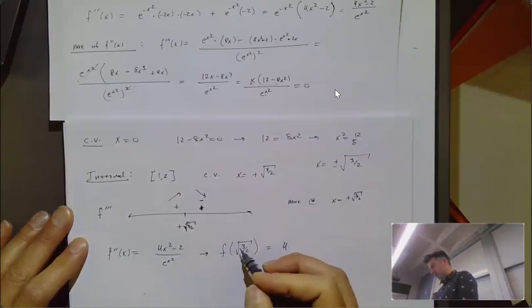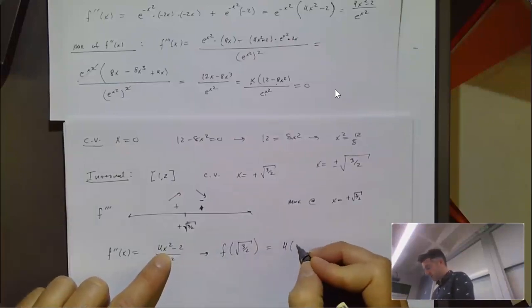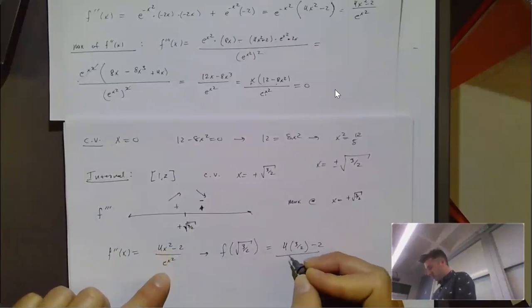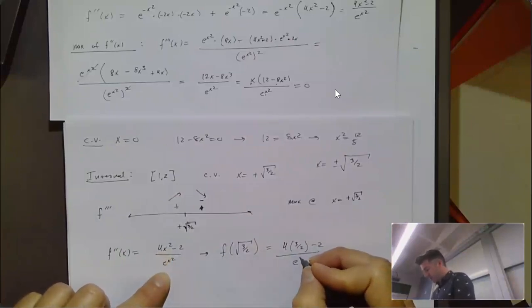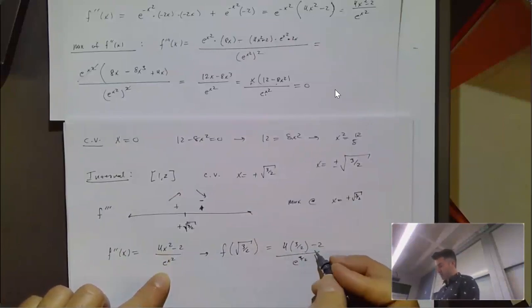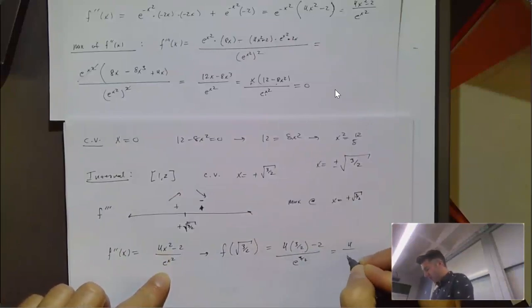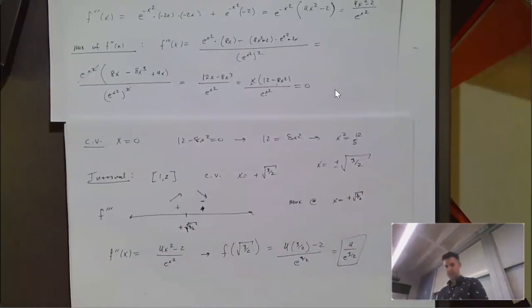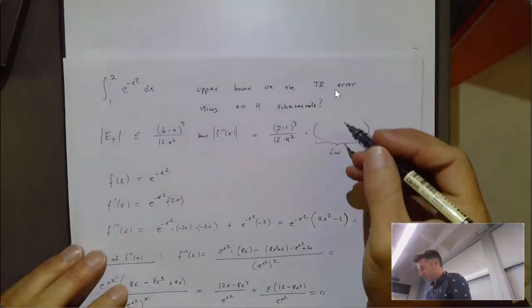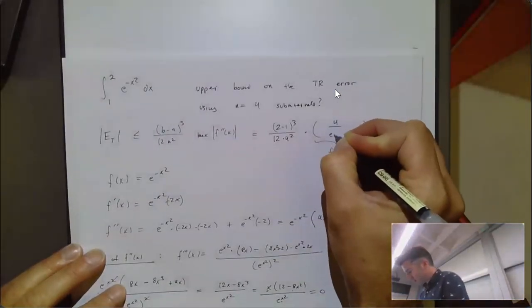It's 4 times, well, the square root of 3/2 squared is 3/2, minus 2, over e to the square root of 3/2 squared, which is e to the 3/2. 4 times 3/2 is 6. 6 minus 2 is 4. So we get 4 over e to the 3/2. Great. So one way of doing this, we would get that.